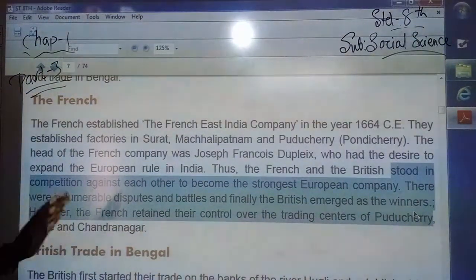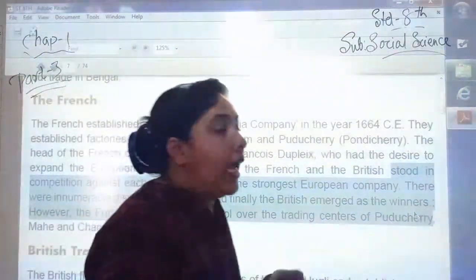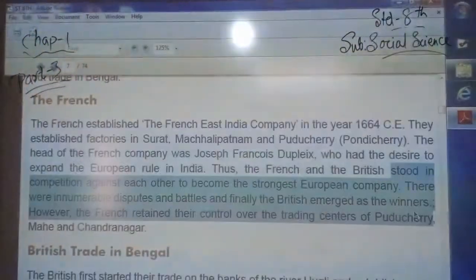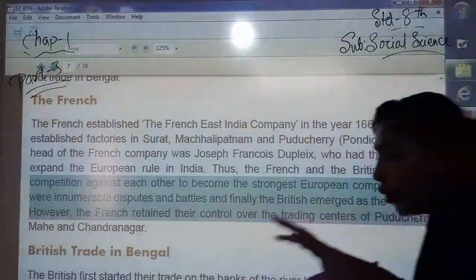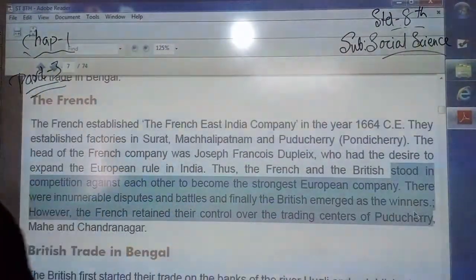However, the French retained their control over the trading centers of Puducherry, Mahe and Chandranagar. The French, like the Dutch and the Portuguese who stayed earlier, also took control and took advantage, but they did not leave the country. They ruled over that part of our country.